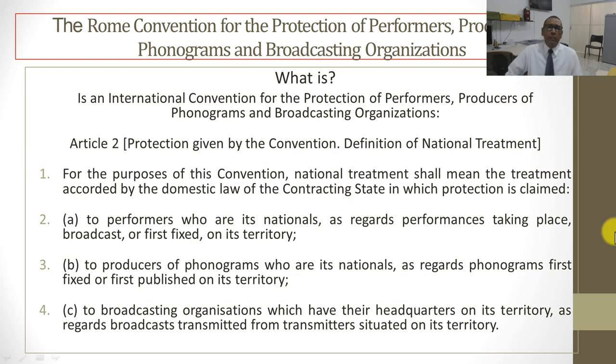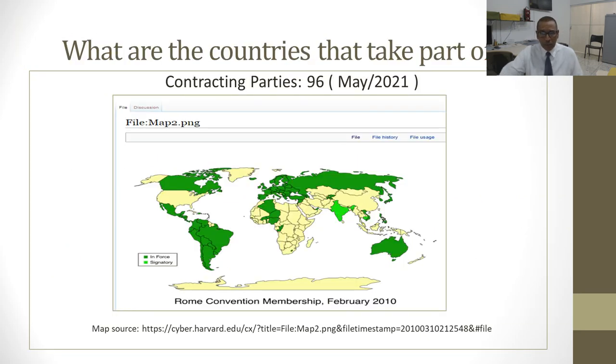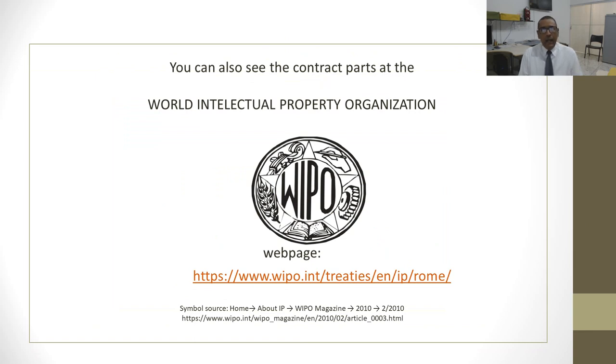But the Rome Convention has a problem. Many countries in the world, including the United States, have not joined it. Only about half of the countries in the world had joined as of May 2021. In the same way, you can see more information about the Rome Convention on the World Intellectual Property Organization webpage.